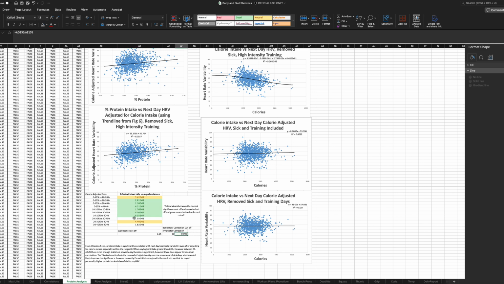And you could say that me eating, say, for example, 10 to 20% protein versus eating 20 to 30% protein. So the average of these data points between 10 and 20% versus the average of me eating between 20 and 30%, it is a statistically significant difference in my next day heart rate variability, right? So the conclusion is yes, calories and heart rate variability are correlated, right?